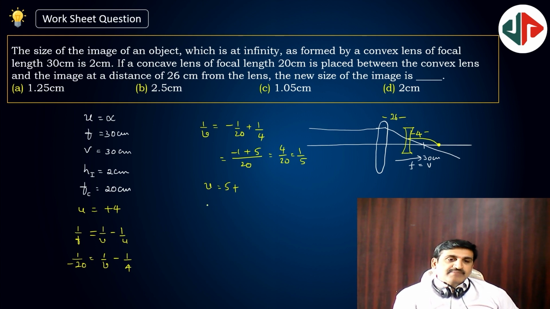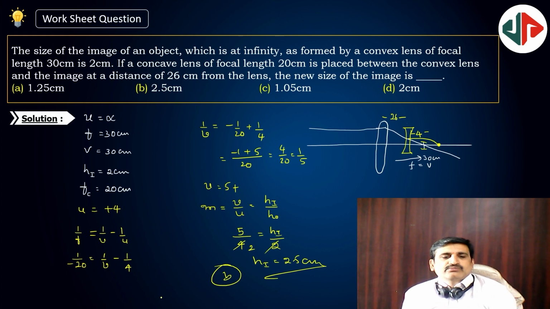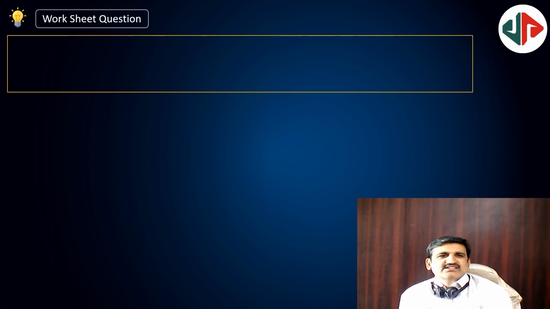Okay, so magnification for this is, magnification is equal to v by u, that is equal to hi by h naught. v is 5, u is 4, hi is the height of the image, we have to find. Height of object is 2 centimeters, because it is going to form a size of 2 centimeters, he said. So 2 will go 2 times, so hi is equal to 2.5 centimeter. Option B. We should be careful while doing such lengthy problems.